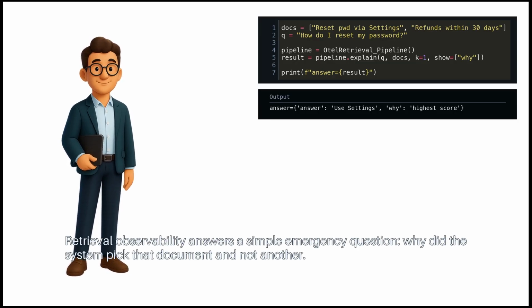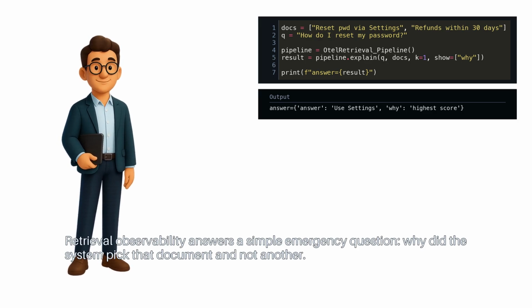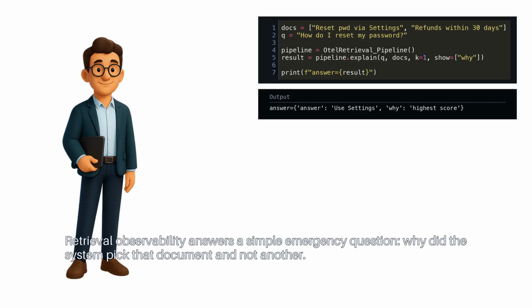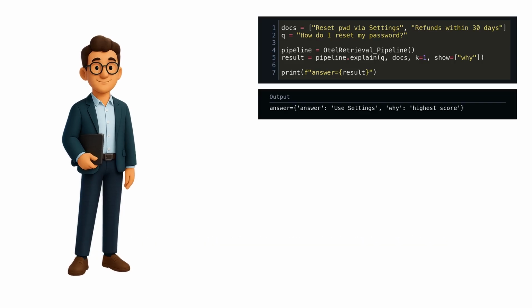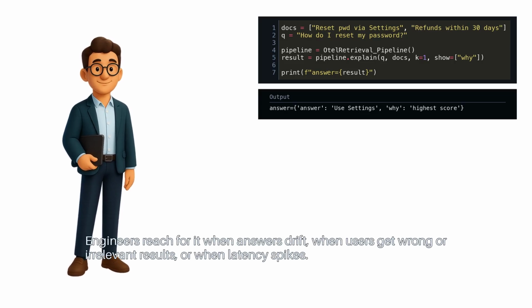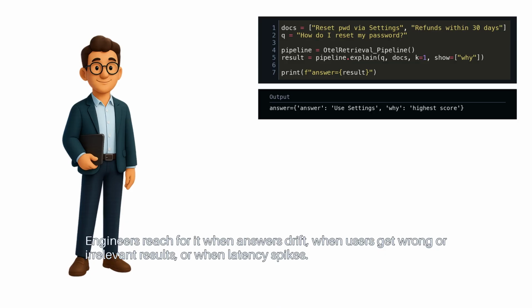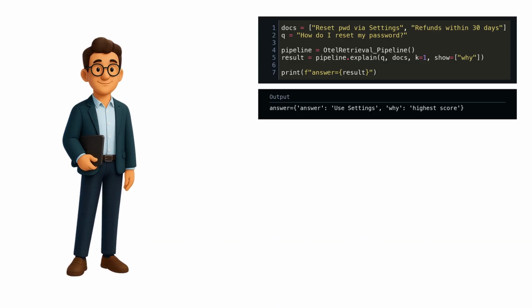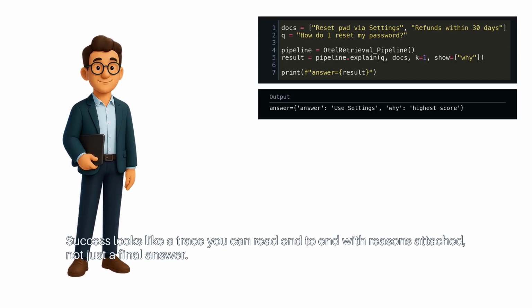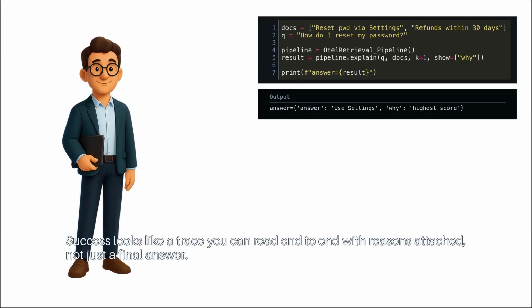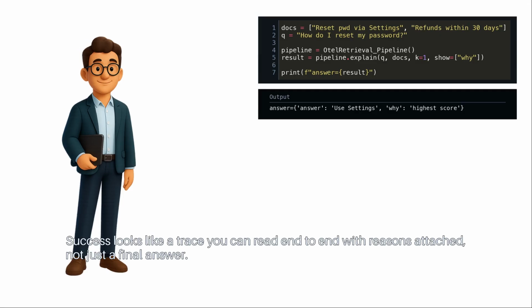Retrieval Observability answers a simple emergency question. Why did the system pick that document and not another? Engineers reach for it when answers drift, when users get wrong or irrelevant results, or when latency spikes. Success looks like a trace you can read end to end with reasons attached, not just a final answer.